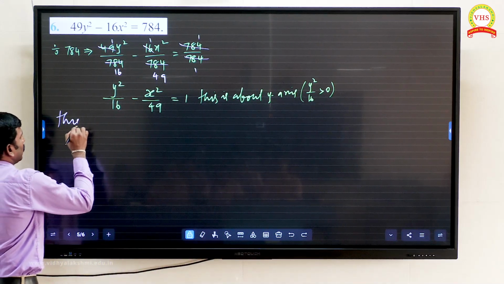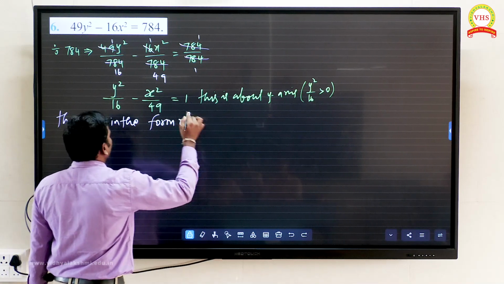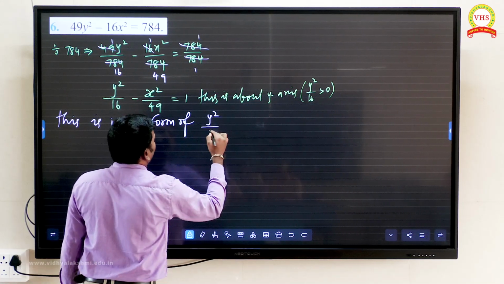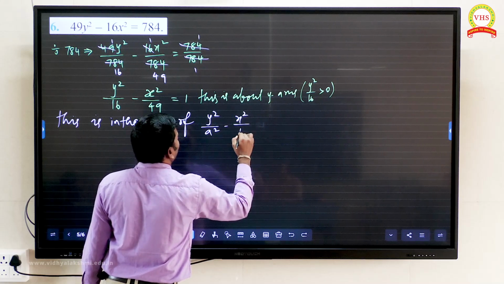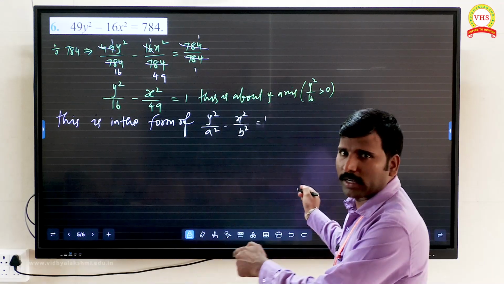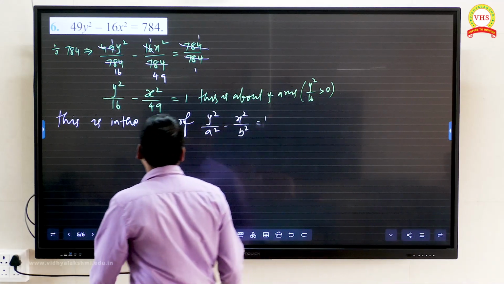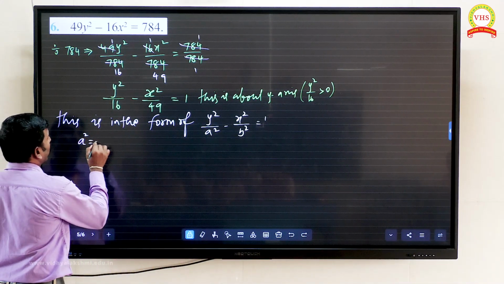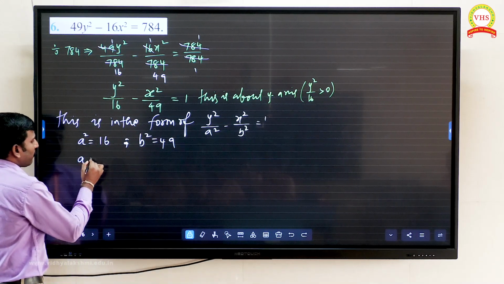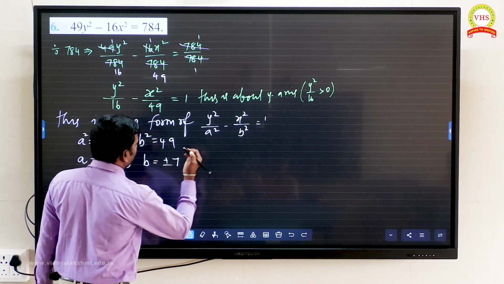Now here, this is in the form of y square divided by a square minus x square divided by b square equal to 1. So whichever measure I am giving is in the a. No need to change the formula. When you compare that, I am getting a square equal to 16 and b square equal to 49. When I find the a value, I get plus or minus 4, and the b value plus or minus 7. Understand?